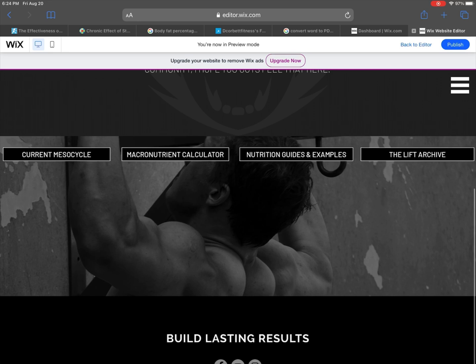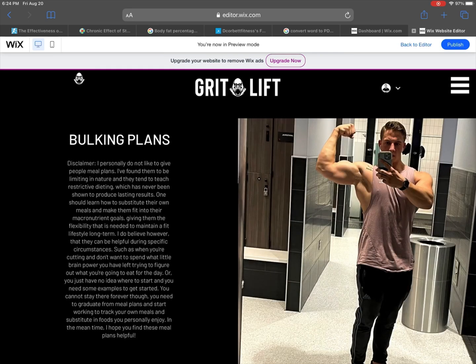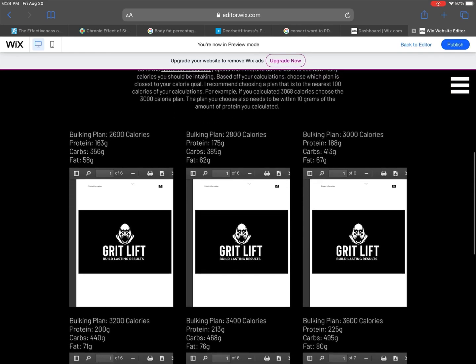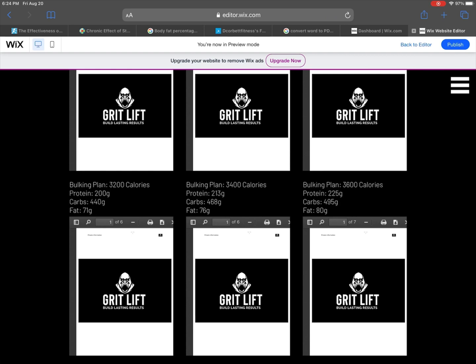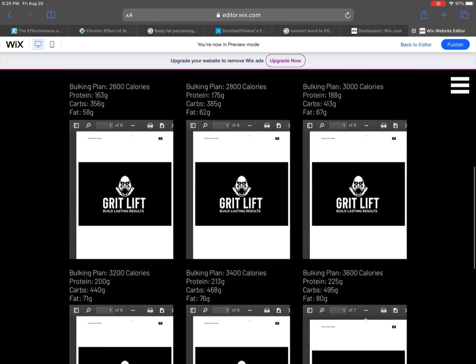But what you can do now is go over to the Grit Lift section and look at the nutrition plans. I'm going to click the bulking plan, and I'm going to choose something based on what I just calculated. For example, my calories were 3,450 per day. When you choose a nutrition plan, you should be somewhere between 100 to 150 calories away from where you calculated, okay? Because remember, those calculations get you in the ballpark of where you're supposed to be.